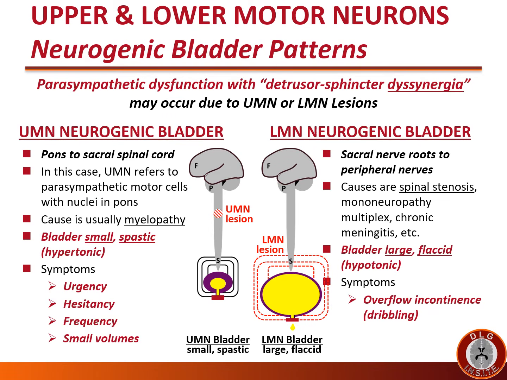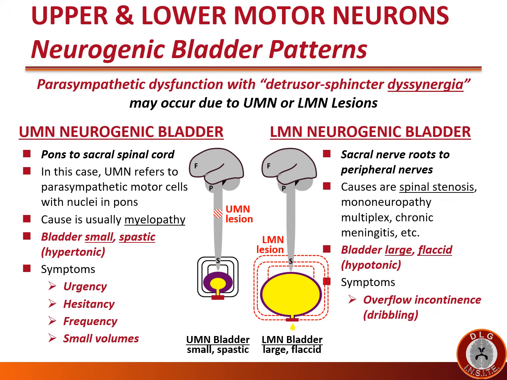There are also different upper and lower motor neuron patterns of neurogenic bladder. Parasympathetic dysfunction with detrusor sphincter dyssynergia may occur due to both upper motor neuron and lower motor neuron lesions. Dyssynergia means not working together. Dys, abnormal synergy, abnormal synergy between the detrusor, the main muscle of the bladder, and the sphincter of the bladder.